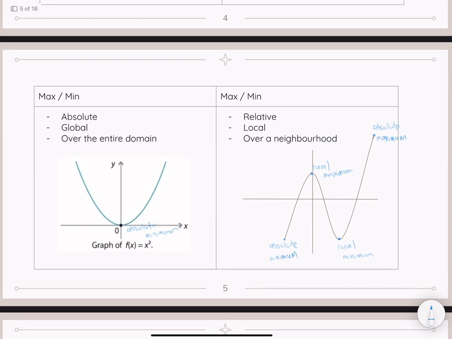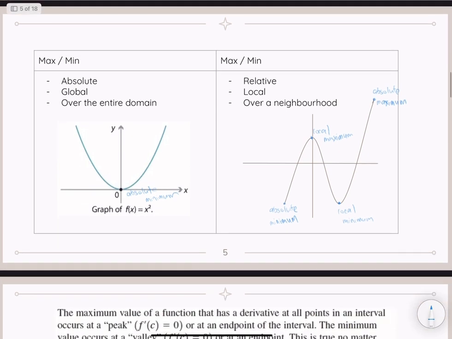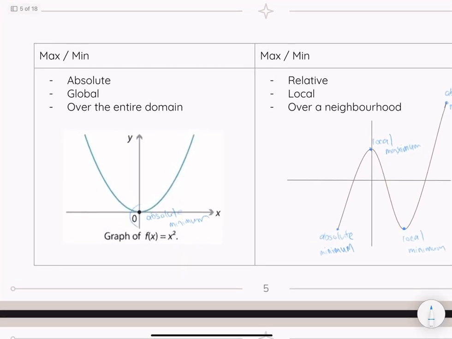An absolute or global maximum or minimum is over the entire domain. For example, this graph has an absolute minimum, because it has the lowest point for the graph.